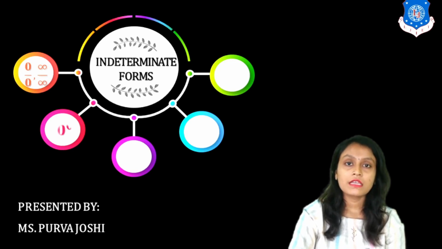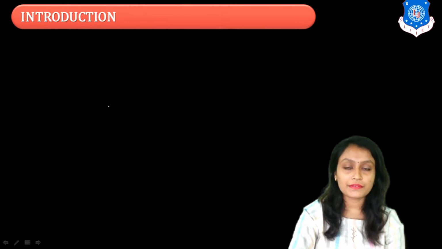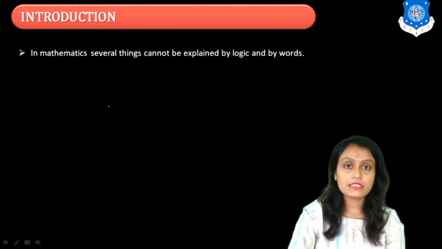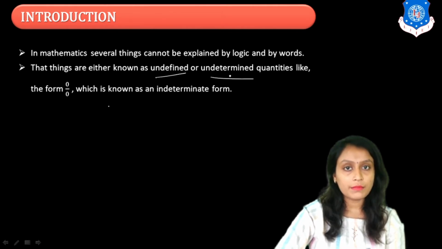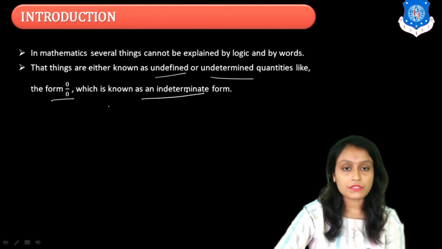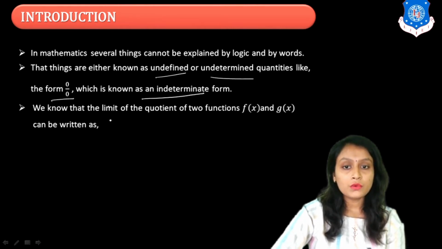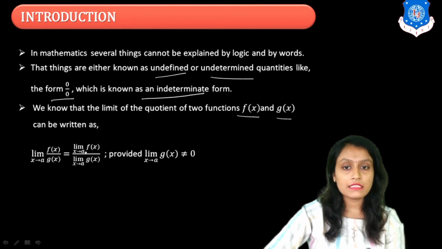Today we will discuss indeterminate forms. So let's begin with its introduction. In mathematics, several things cannot be explained by logic or by words. Those things are either known as undefined or undetermined quantities, like the form 0 by 0, which is known as indeterminate forms.